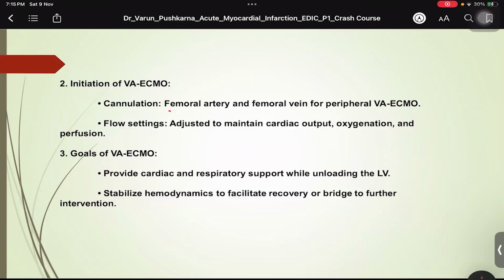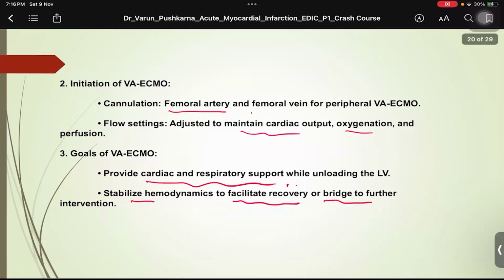This patient was taken for femoral arterial and femoral venous peripheral VA ECMO. Flow settings were adjusted to maintain cardiac output, oxygenation, and perfusion. The goals were to provide cardiac and respiratory support while unloading the LV. This is important to understand. It either facilitates recovery or provides a bridge to further intervention.